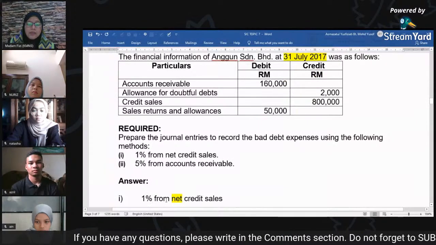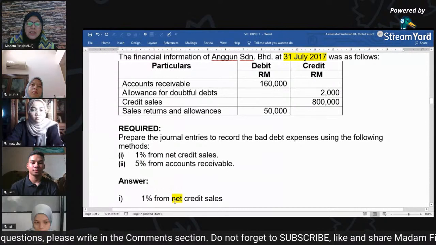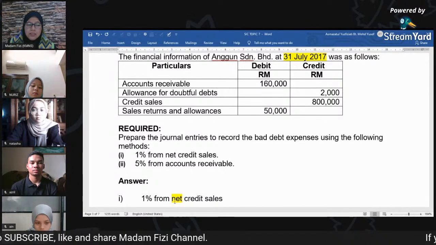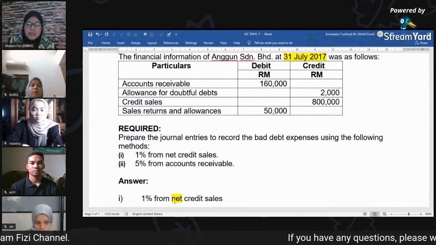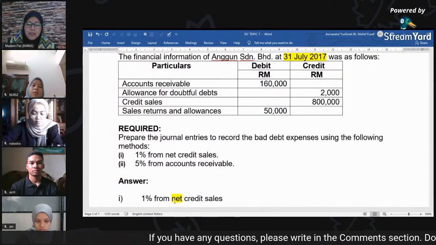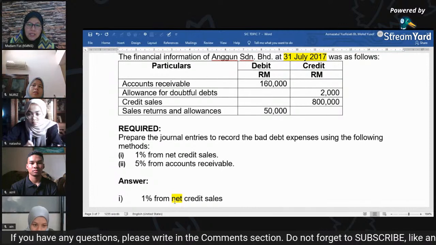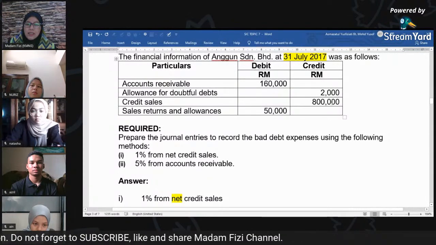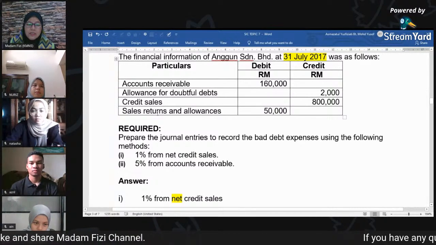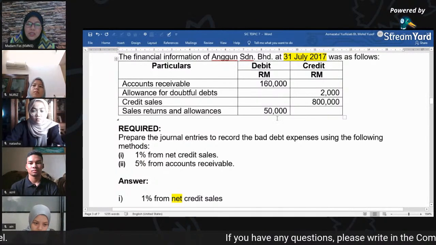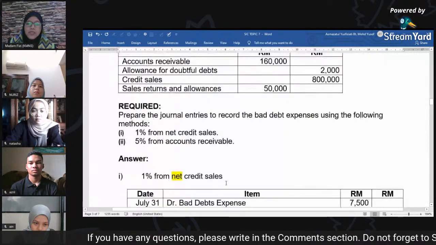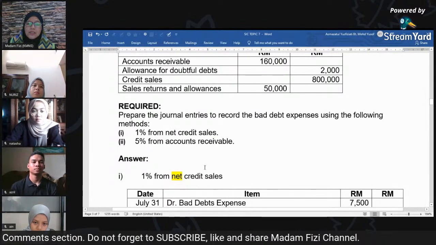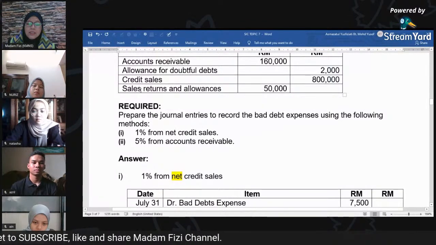Okay. 1% from net credit sales. When it said net credit sales, it means the credit sales, you have to minus the sales discount and or sales return, if any. Now at the question, we can see that the credit sales is 800,000, right? And then the sales return and allowances is 50,000. So we are using the net credit sales. So to calculate the net credit sales, you have to minus the sales return.